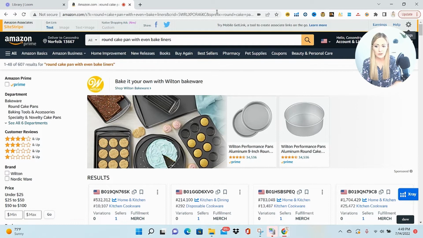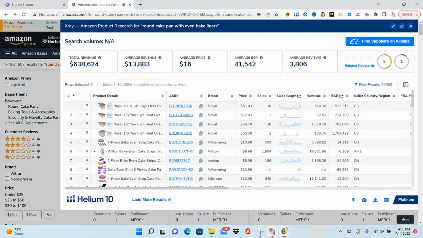Now, the next piece of research that I'm going to do is come right back to the generic place where it has all 607 listings for round cake pan with the even bake liners. And I'm still going to use Helium 10 right now and run an X-ray report. So I can't see the search volume, how many times somebody is searching for this specific phrase, but I can see right here that this specific phrase is bringing in revenue totaling $638,624 per month. The average price that these are selling for is $16. That's not bad, right? We don't want to go below 12, 15. 12 would be the very bare minimum because we want to make money in the end.